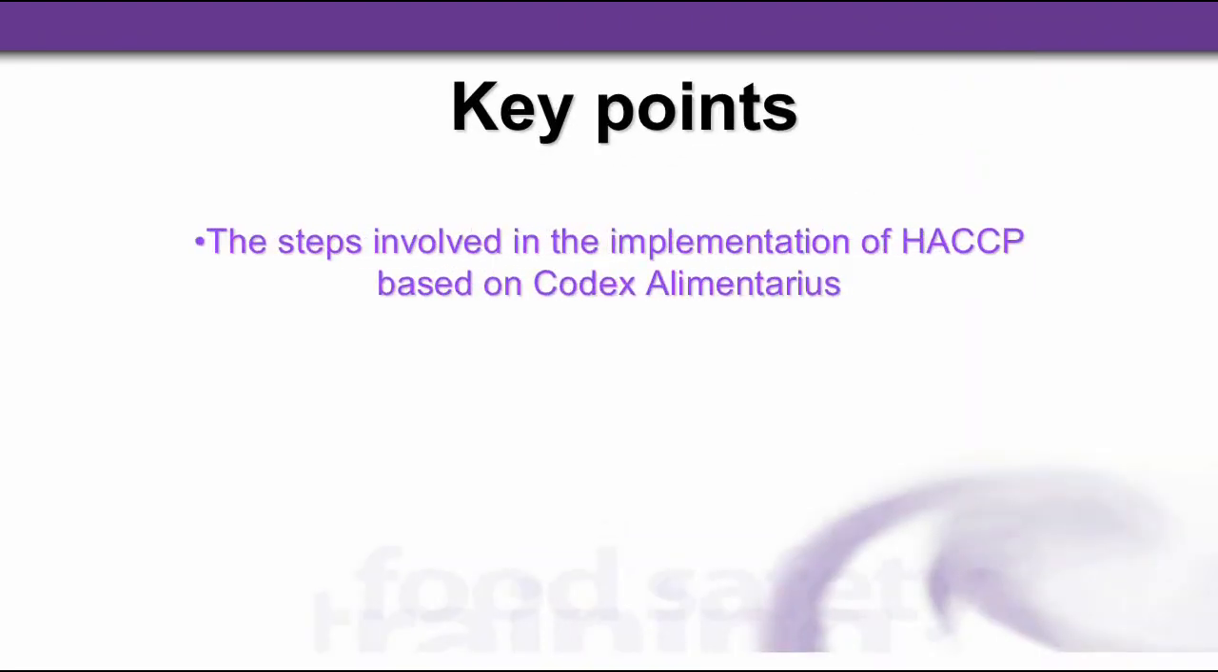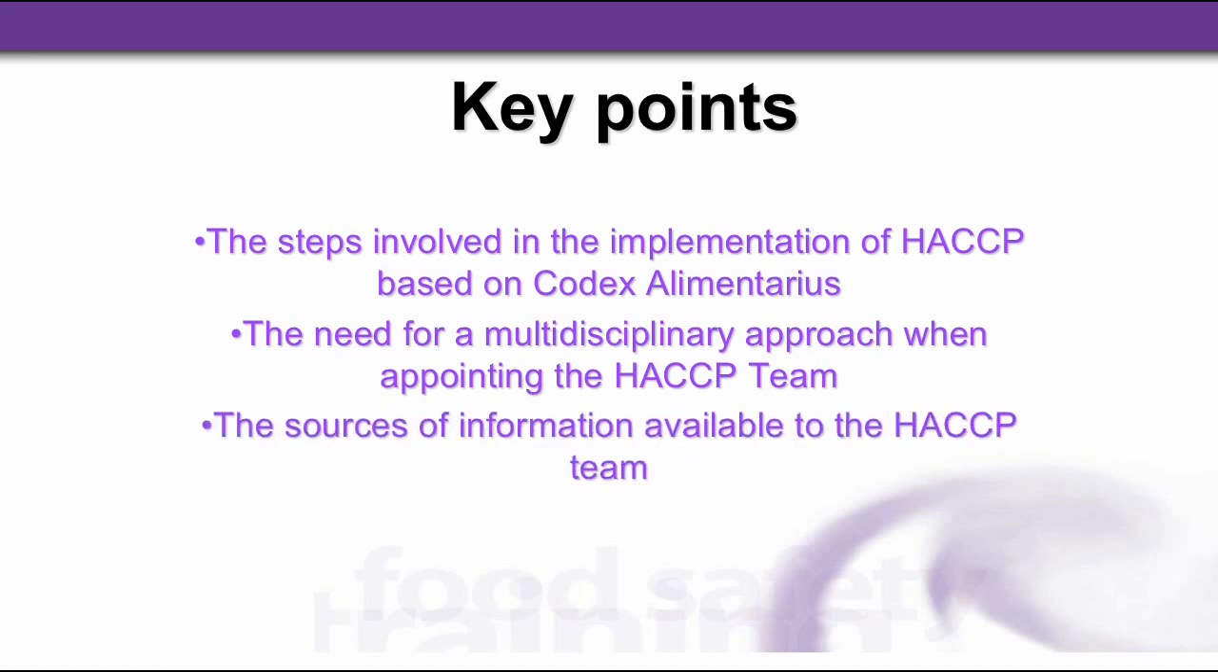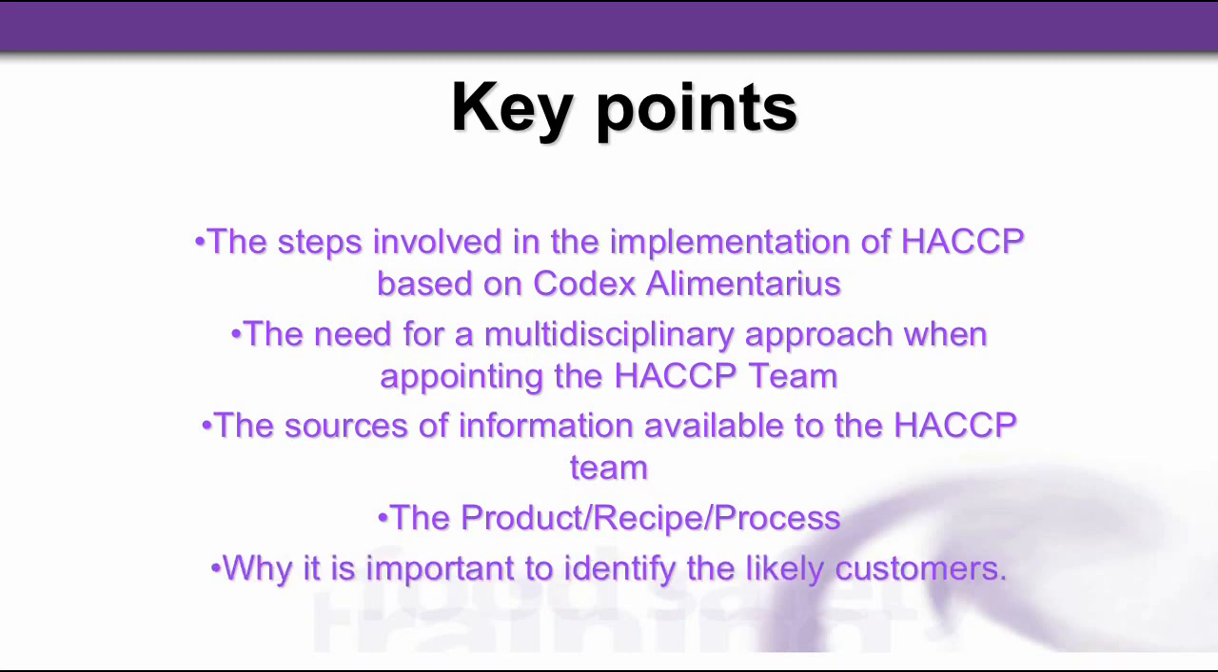So key points: we looked at the steps involved in the implementation of HACCP based on the group Codex Alimentarius, which consists of 12 steps. The need for a multidisciplinary approach when appointing the HACCP team. The sources of information available to the HACCP team. The product, recipe, process, and why it's important to identify the likely customers.